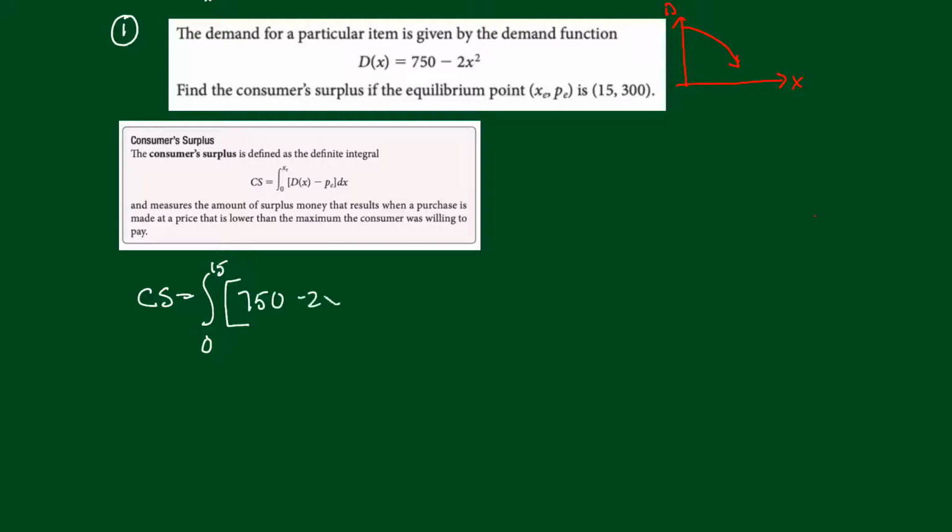So this is going to be 750 minus 2x squared, and then, all right, and then what? Well, I'm looking right here. Minus the equilibrium price, which is 300. So let's put on minus 300, and we'll integrate that with respect to X. So we've really done the work here. We've set up the integral. Now it's just a matter of computation. Let's see where this takes us. So this will be the integral from 0 to 15 of, now what do we get here? 750 minus 300 is 450 minus 2x squared with respect to X.